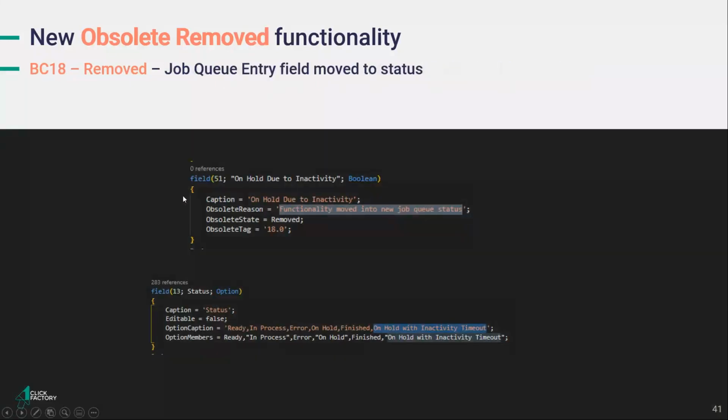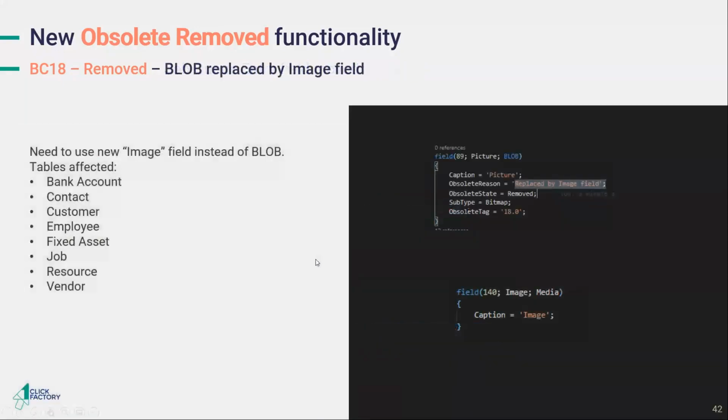A new removed state is in the job queue entry field, which was moved to the status. So this field should not be used anymore. You see 0 references in the base application, and you should use this option instead of this field to implement this. Then blob replaced by images.